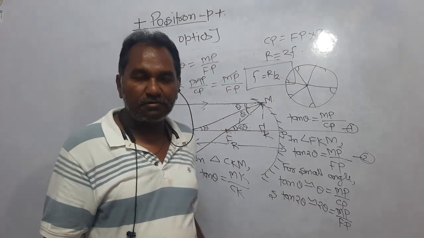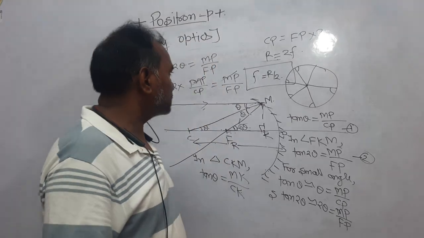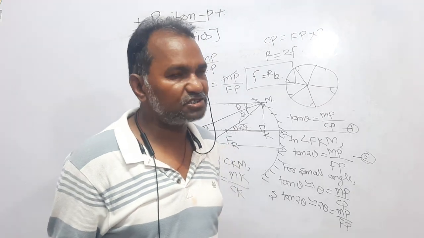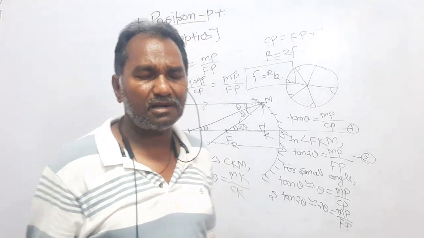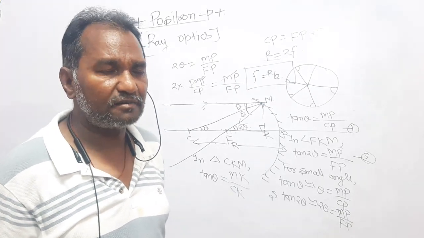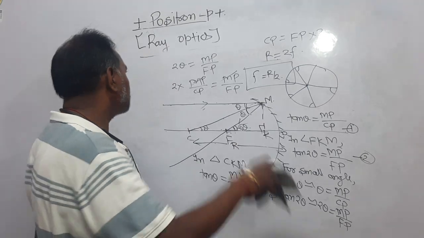I hope you take a screenshot or just note it down. Simply we have proved that the focal length, whether of a convex mirror or a concave mirror, this is true for both mirrors, is half of the radius of curvature of that mirror. Now dear students, I am moving ahead.